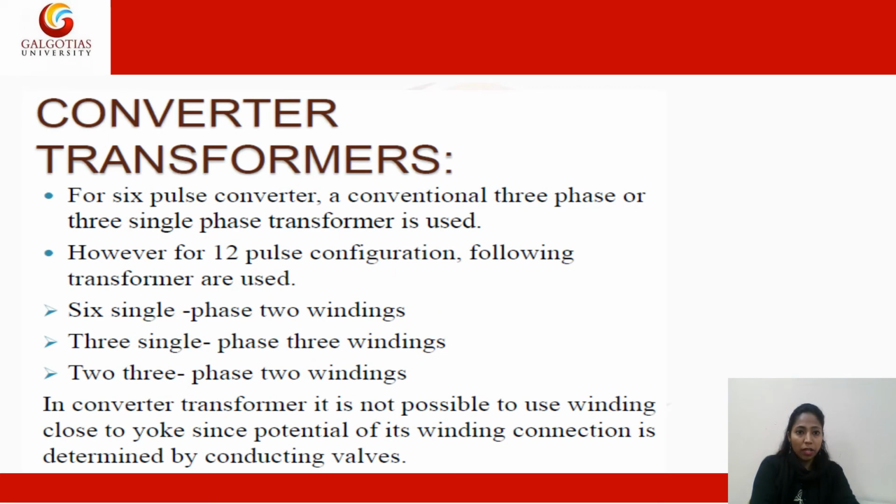Now the converter transformer through which the converters are connected. For a 6 pulse converter, conventional 3 phase or 3 single phase transformers are used. However, for a 12 pulse configuration, we can have 6 single phase 2 winding transformers, then 3 single phase 3 winding transformers, or 3 phase 2 winding transformers. In the converter transformer, it is not possible to use winding close to the yoke, since the potential of its winding connection is determined by the conductor valves.